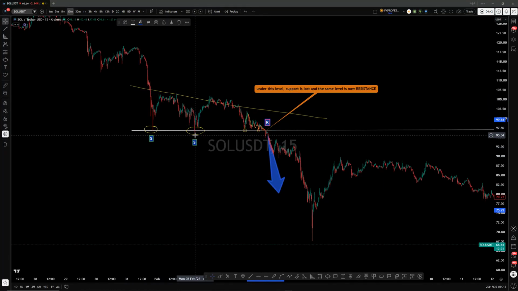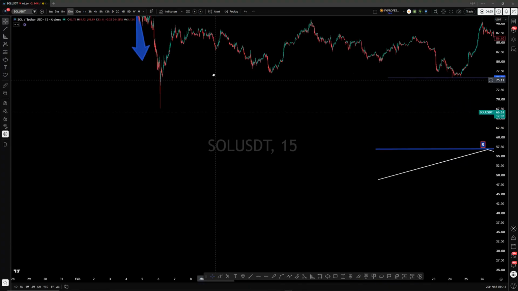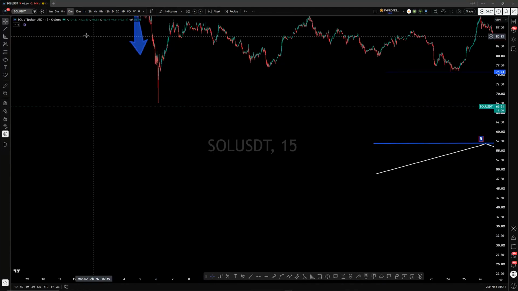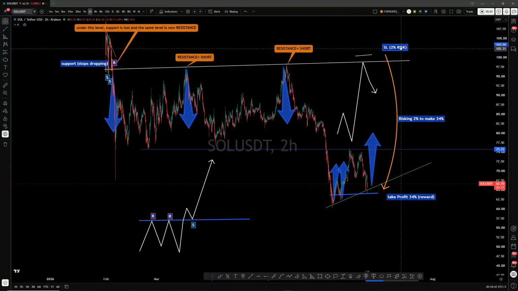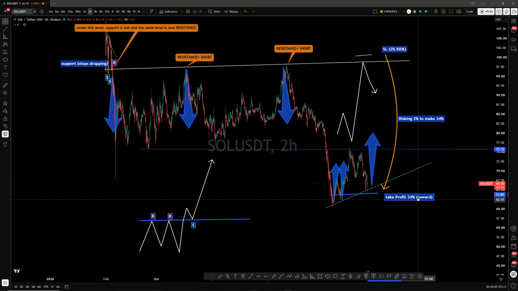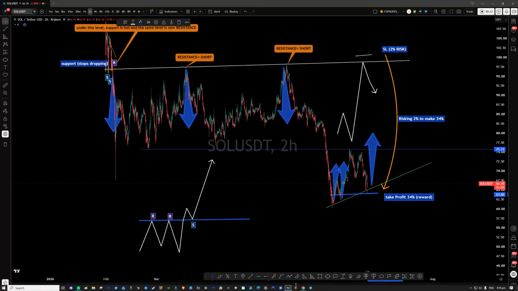So support, it turns to resistance the minute it's lost. Personally, I'm allowed to go short, and I know where my stop loss is just over the last high, and the same way in the other direction. So for me, the levels are number one. Why? Because we can control the risk and we have a much higher reward. So it's like having a map to your trading.